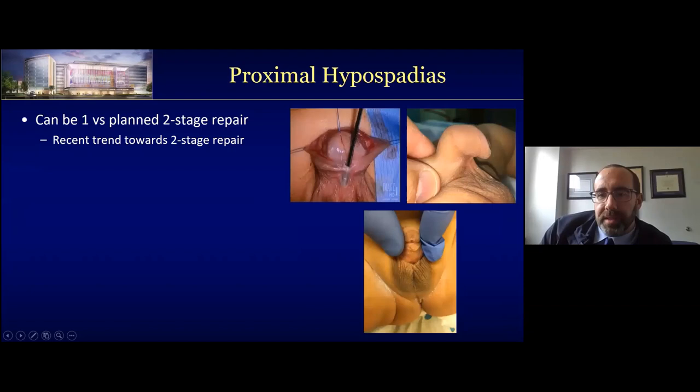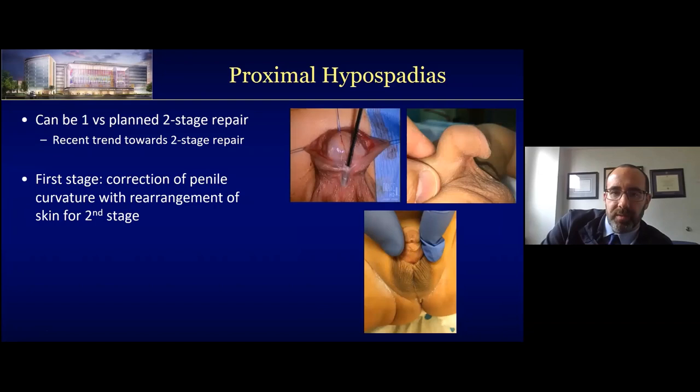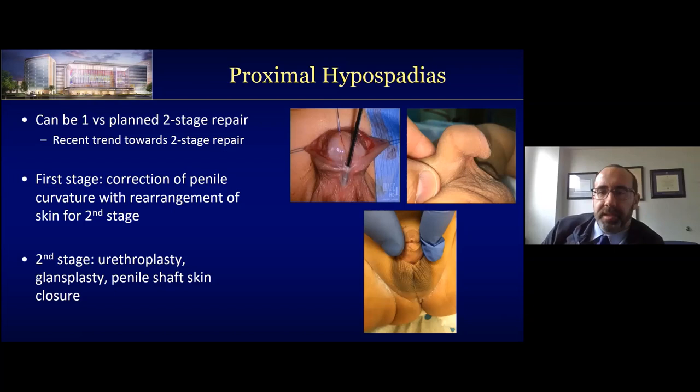What you see is, again, you've got this patient with penoscrotal webbing, and this patient has really immature urethral tissue, very thin hypoplastic skin overlying the urethra all the way down to the penoscrotal junction. And so for these patients, you really need to transfer healthy skin to the ventral aspect of the penis. You've got to correct the curvature, and all these are important elements in pursuing a two-stage repair. In the first stage, the general idea is you're going to correct the curvature and rearrange the skin for the second stage. And the second stage is when you do the other stuff: urethroplasty, glansplasty, and closure of the penile shaft skin.